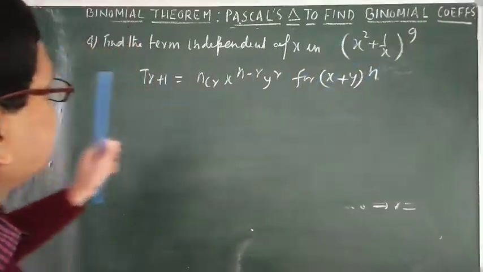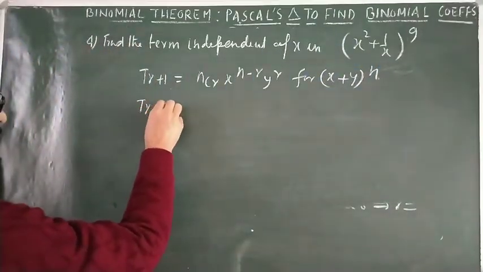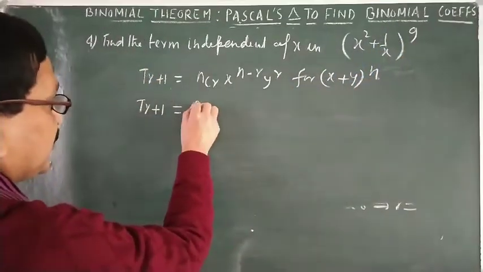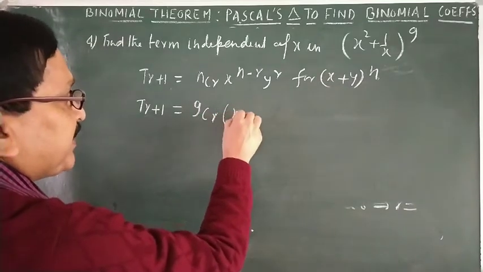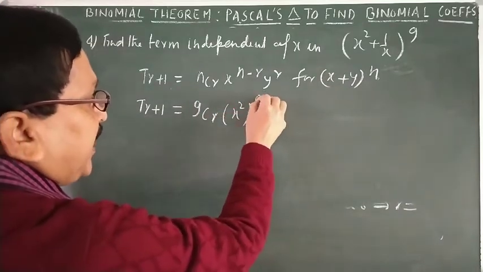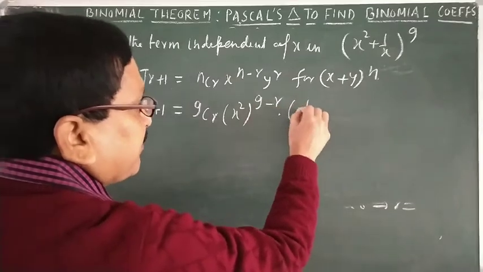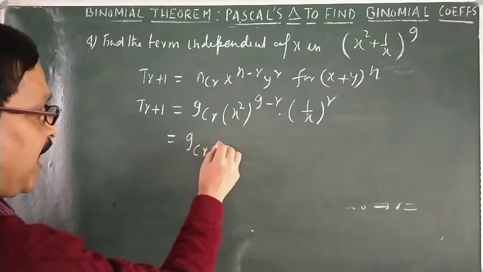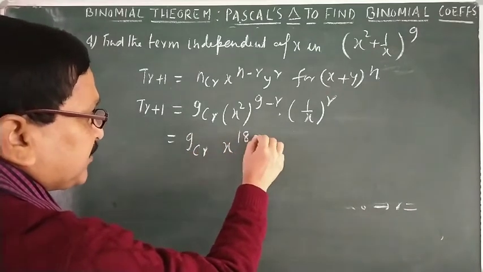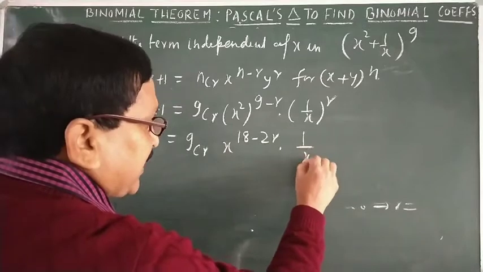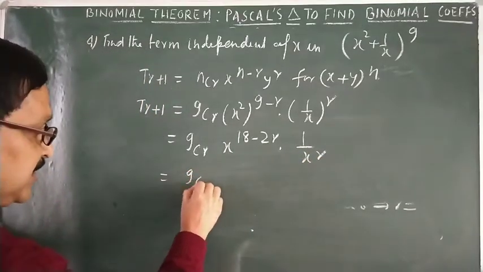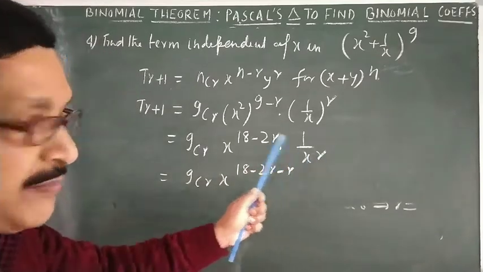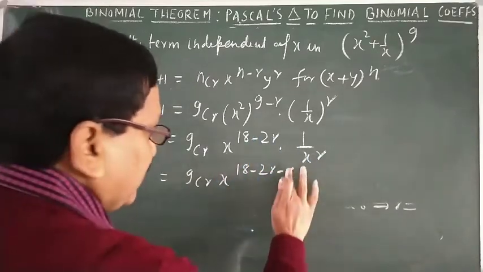use 1 by x. So T(r+1) for our own problem, n is equal to 9. So 9Cr, x is x squared to the power 9 minus r, y is 1 by x to the power r. So simplify this: 9Cr, x to the power 18 minus 2r, 1 by x to the power r. So this is 9Cr, x to the power 18 minus 2r minus r. This power will be subtracted.